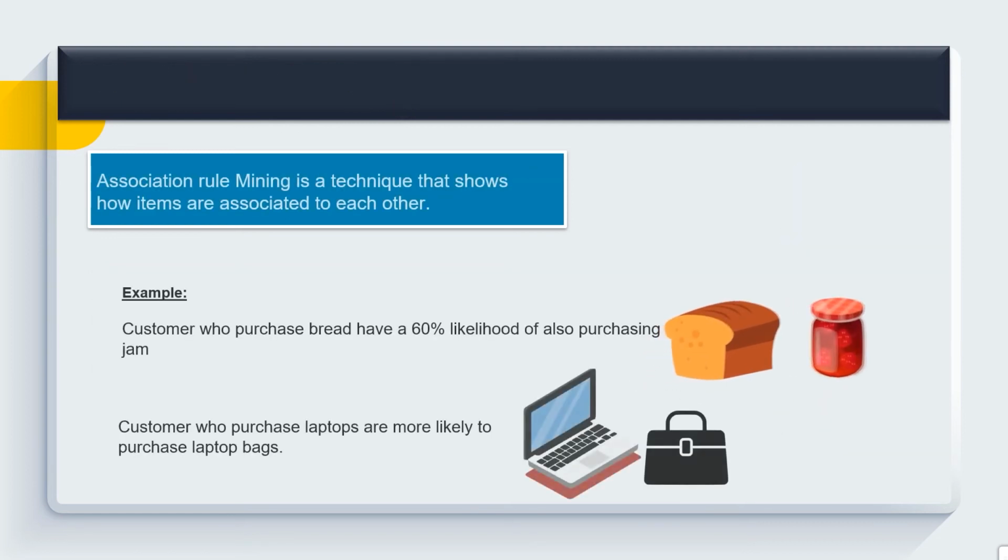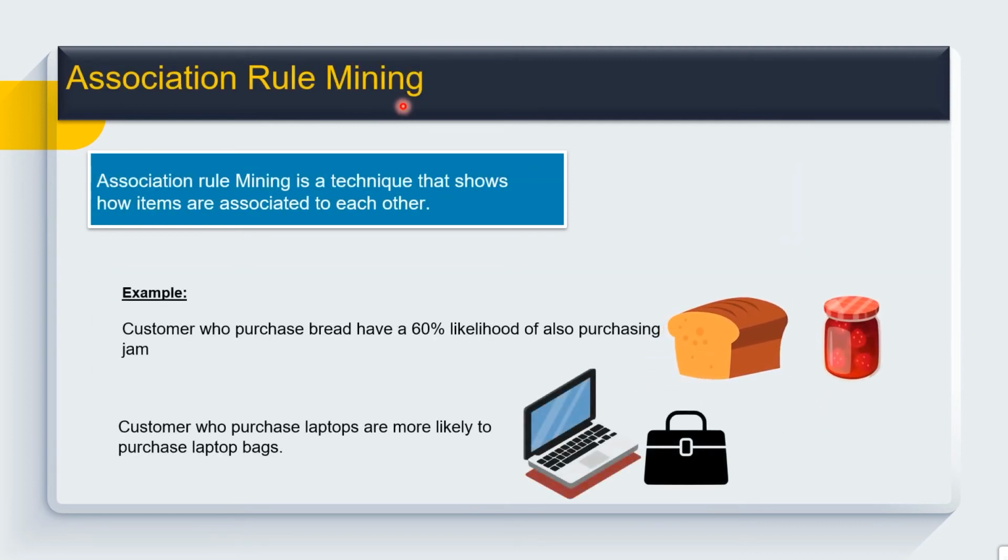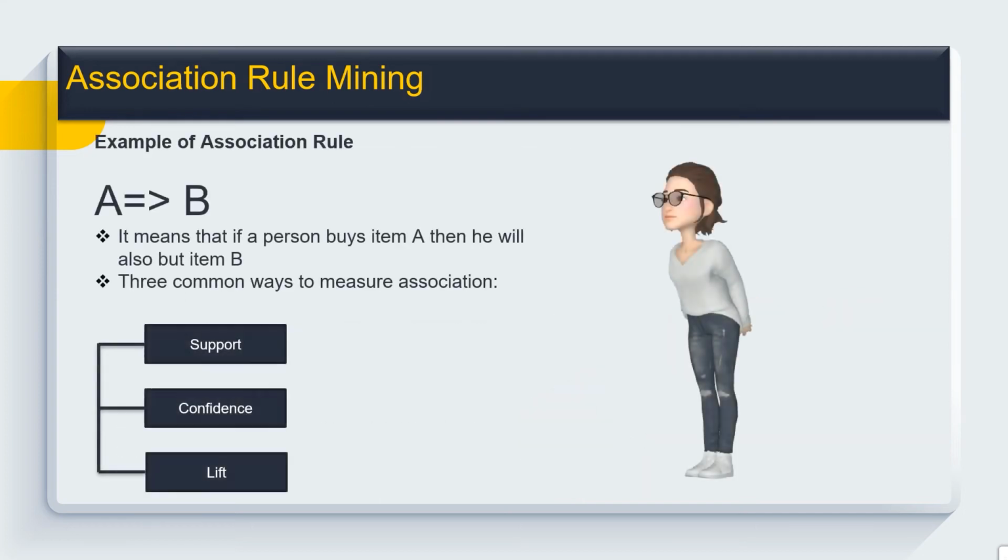Now, to find the association between the two items and make predictions about what the customers will buy, there are two algorithms: association rule mining and the Apriori algorithm. So, let's discuss each of these algorithms with an example. First of all, if we have a look at association rule mining, it's a technique that shows how items are associated to each other.